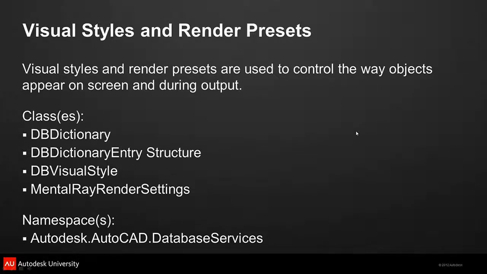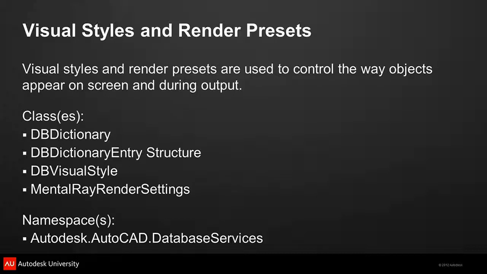All right, visual styles. Obviously, I showed a little bit of code. I'll step through it a little bit more on how it actually is done versus just seeing it just do it then. You need to work with the dictionaries, dictionary entries, the DB visual style, so actually the visual style object itself, and the mental ray render settings object is used for the render presets then. If you looked at any of the API documentation, this is missing from the developer's guide at the moment then.